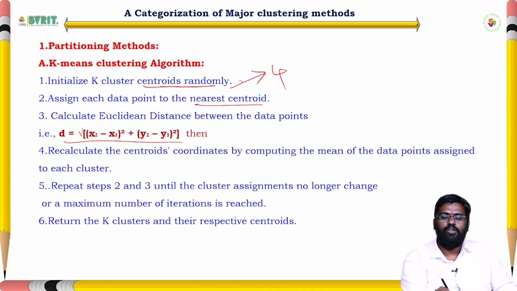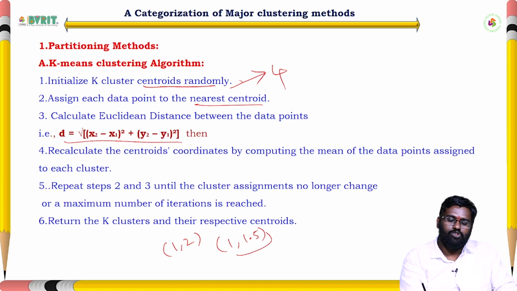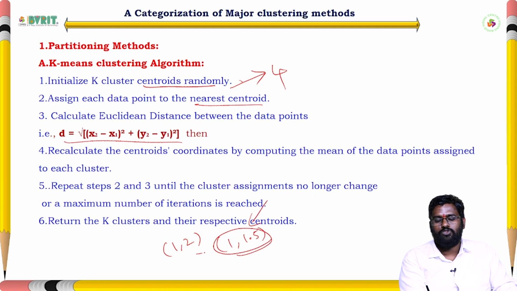After calculating, we need to recalculate the means of the points. Whenever we reach, for example, the previous cluster value 1, 2 and the nearest value, say 1, 1.5, we need to stop the process. This is the last step: when the nearest values match those clusters, we stop the process. That is about the K-means clustering algorithm.